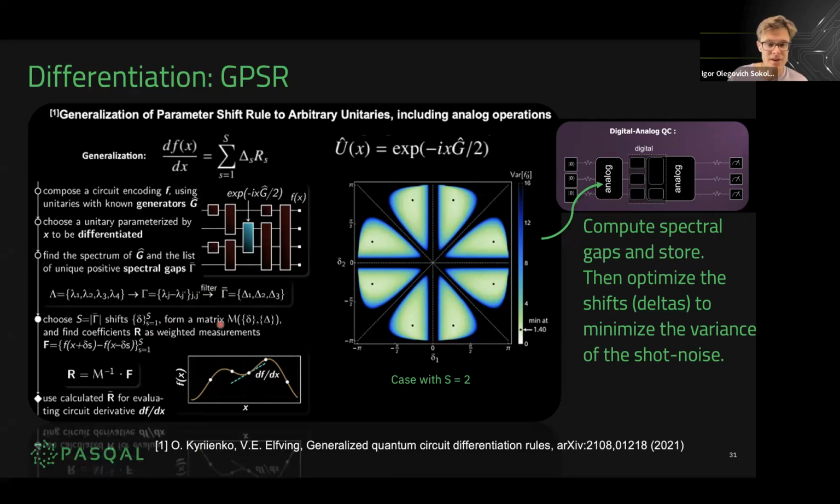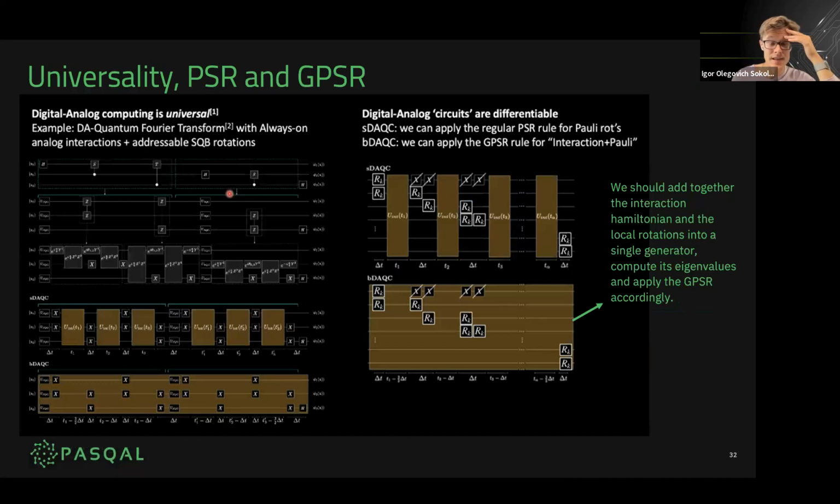If you define your non-trivial G, then you have to tune this delta once for your whole circuit to minimize the variance. And then you're good to go. You have your analytic gradient with minimized shot noise for this gradient, and then you can have an equivalent of this for the general gate. That's very important, because we know that we have algorithms such as the quantum Fourier transform.